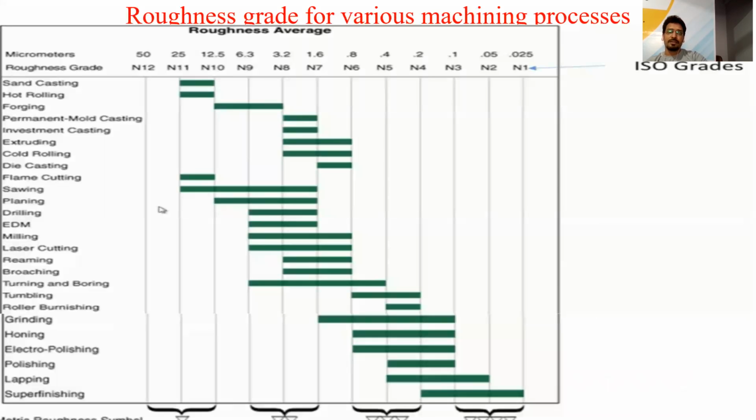Next, these are the values of roughness grade for the different machining operations. For example, sandblasting is a process in which we get a roughness from 25 to 12.5 micron, and it falls under the category of N12 to N10. So these are the different values. For hot rolling, it is under the category of N11 to N10. So there are a number of operations in which the value of roughness is defined according to the BIS standard for each particular operation.